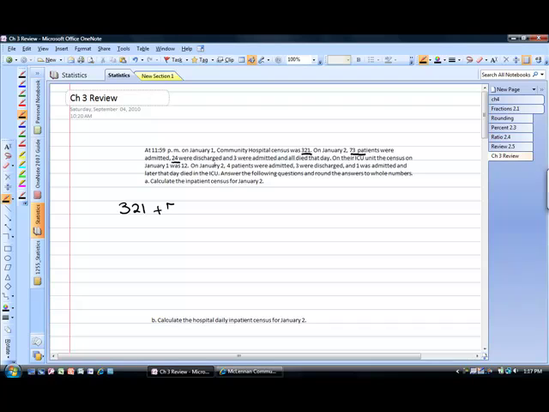We're going to add the 73 that were admitted, and we will subtract the 24 that were discharged. That will give us 370.